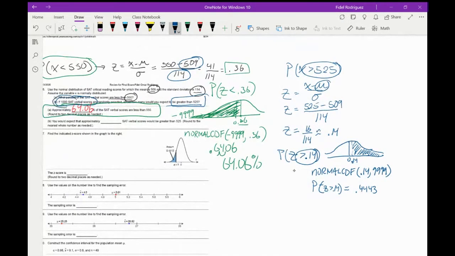Okay. All right, so we got this part of it done, but it's actually asking what happens if we had 1,000 SAT scores. How many of them would be greater than 525? So what I'm going to do now is take 1,000 and multiply it by that 0.4443. If I multiply this number by 1,000, I'm coming up with approximately 444.